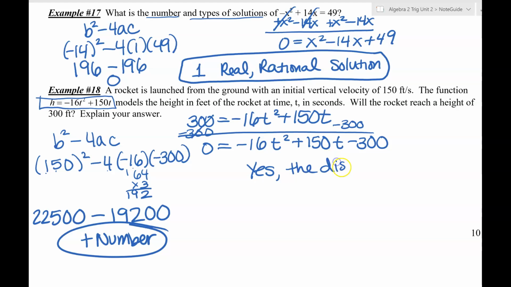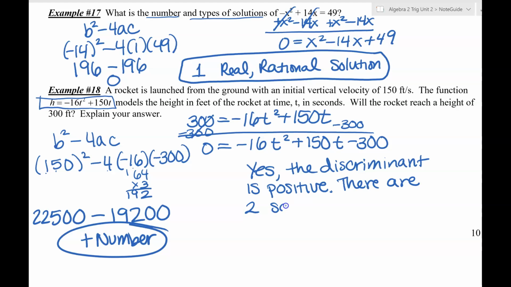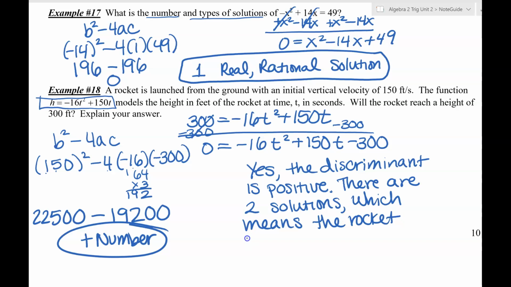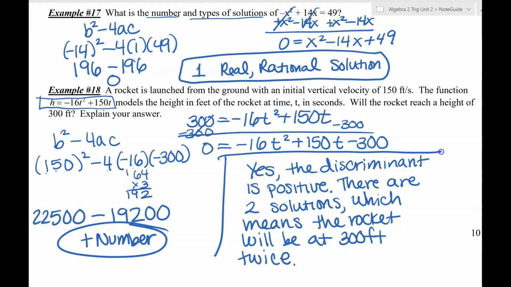So I would say the discriminant is positive. There are 2 solutions, which means the rocket will be at 300 feet twice. Okay. And so that describes what's happening there.